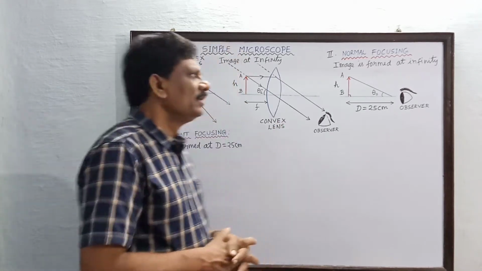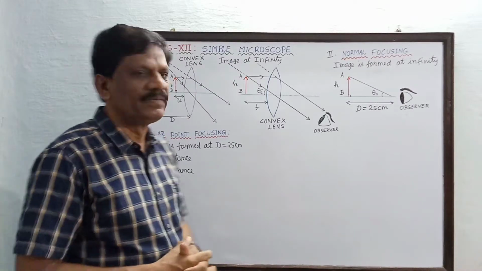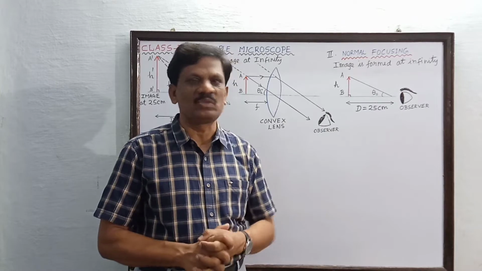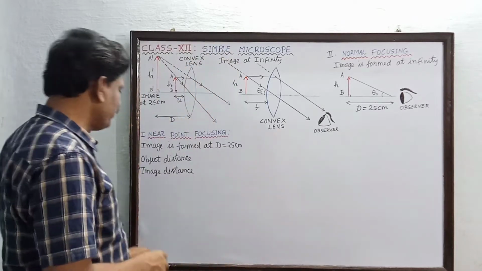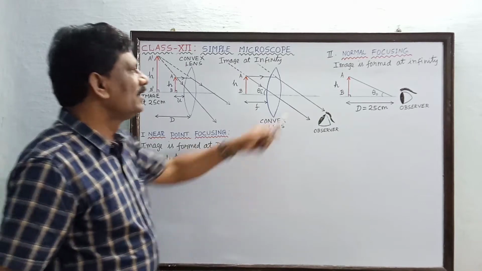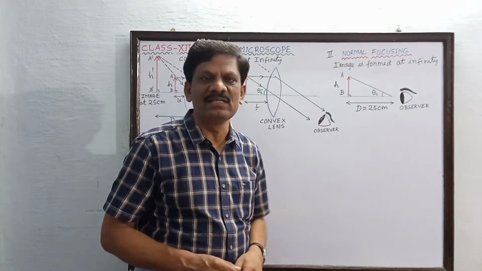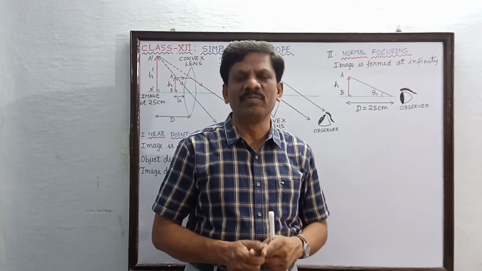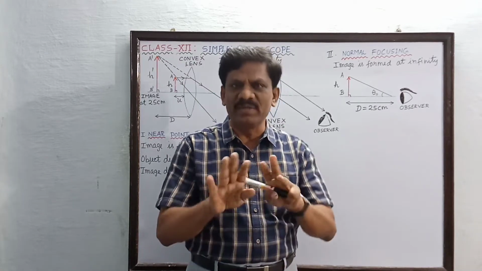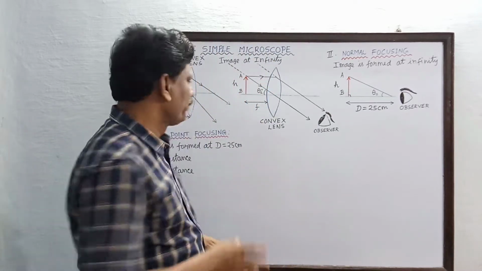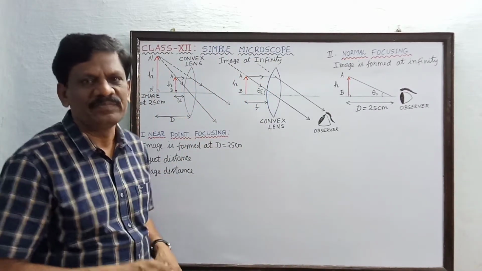There are two types of focusing in the working of the simple microscope. The first type is called near point focusing, and the second type is called normal focusing. So the simple microscope is to be explained in two steps. What is meant by near point focusing?